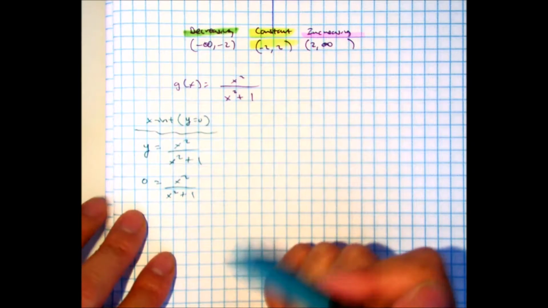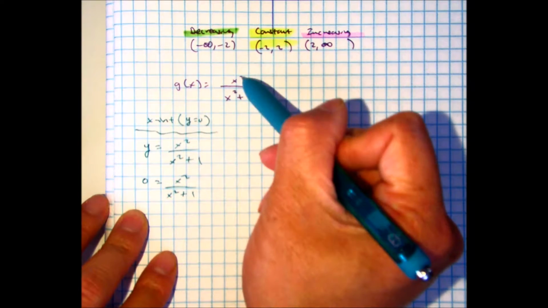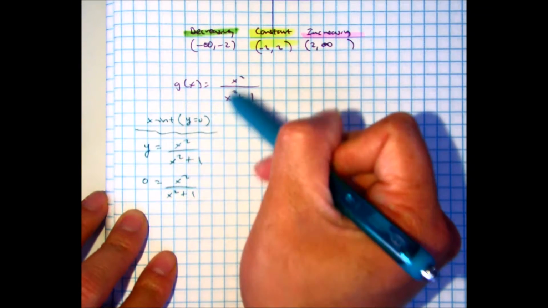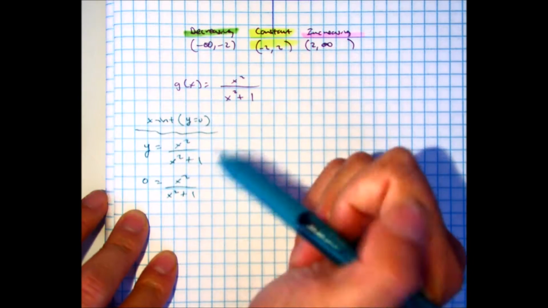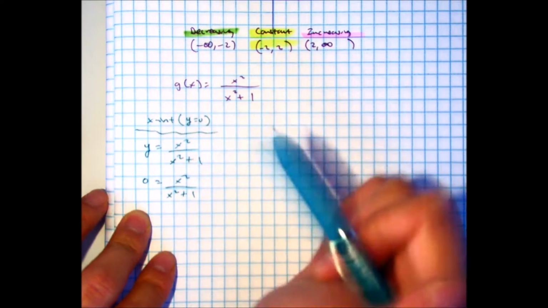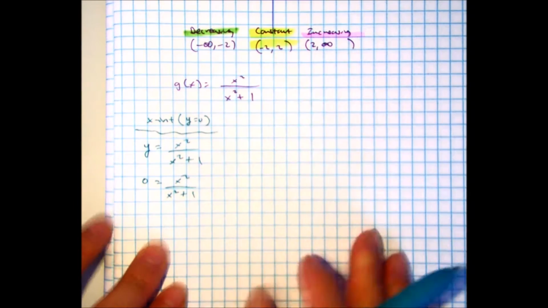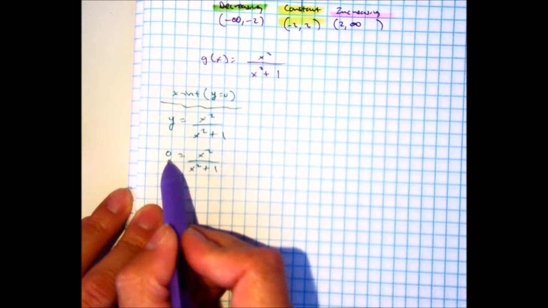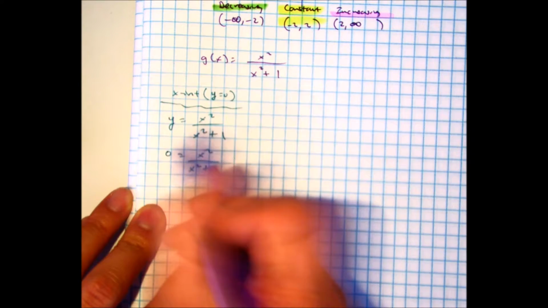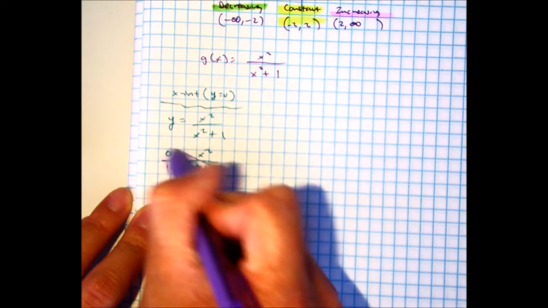Hopefully you were not tempted to do something crazy like crossing those out. Bad. The reason why you can't do that is you can only cancel factors. Factors is just a fancy word for multiplication. These are not by multiplication. How do you make that a fraction? Cross multiply.